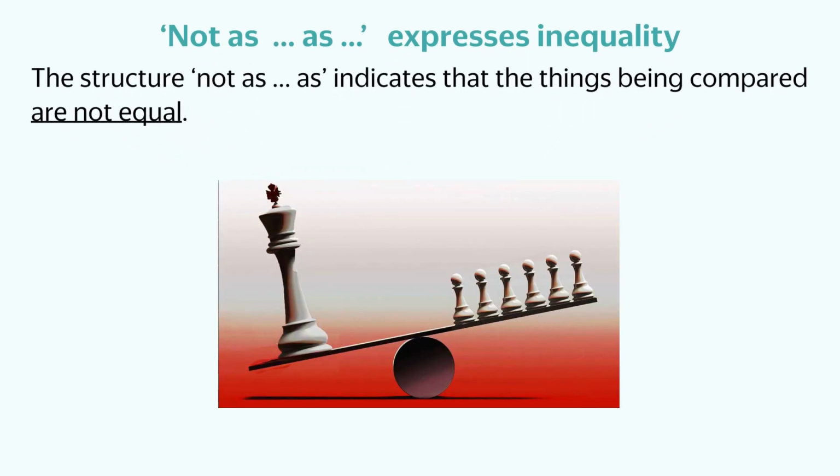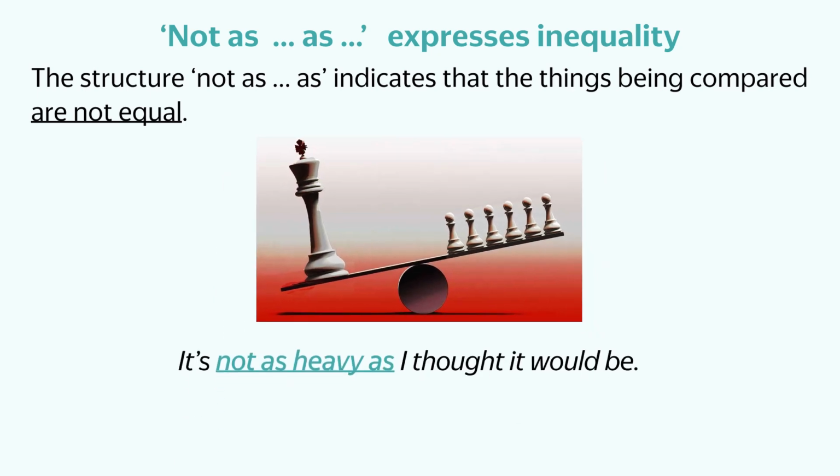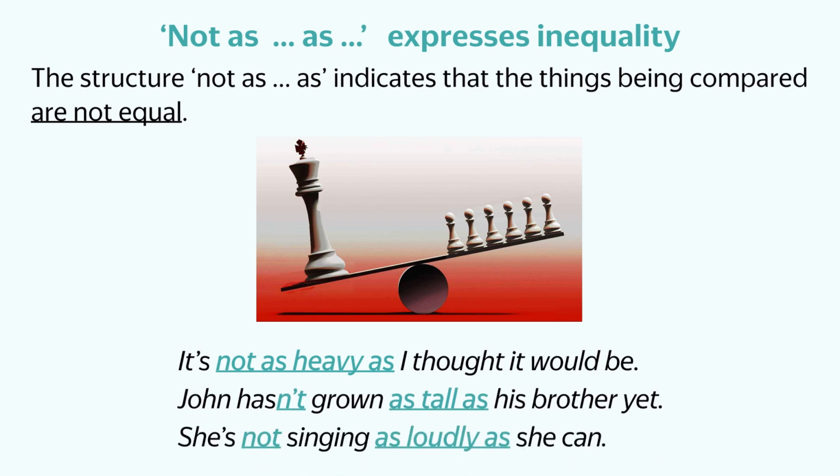"Not as" expresses inequality. In contrast to "as," the structure "not as" indicates that the things being compared are not equal. It's not as heavy as I thought it would be. John hasn't grown as tall as his brother. She's not singing as loudly as she can.